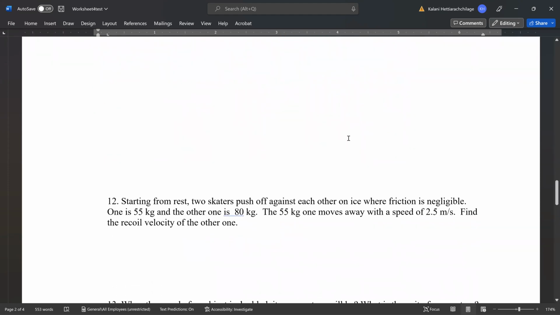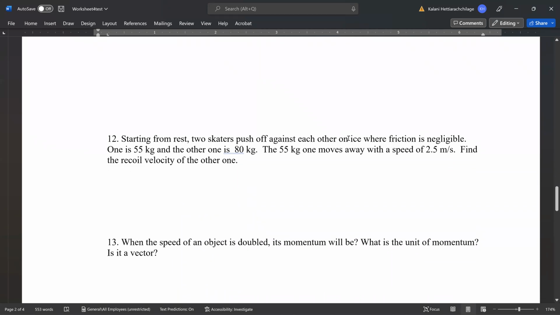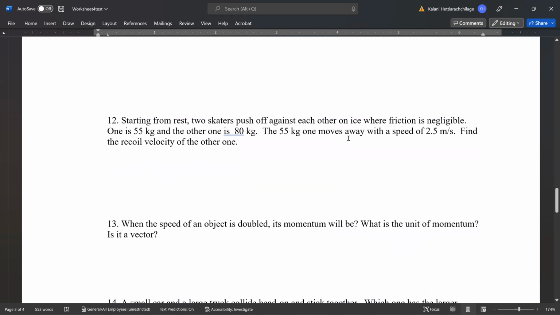Okay, let's move into the question. Starting from rest, two skaters push off against each other on ice where friction is negligible. There are two persons pushing each other.